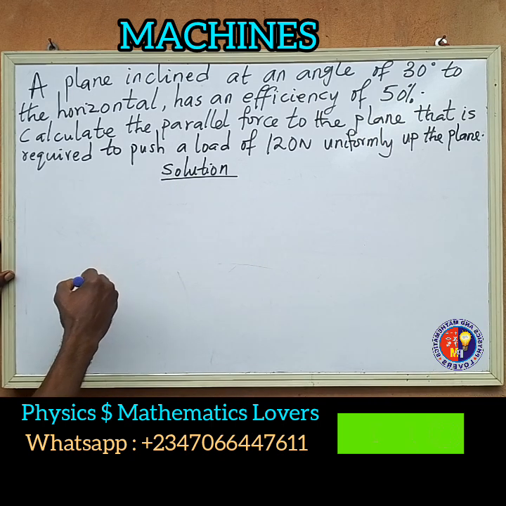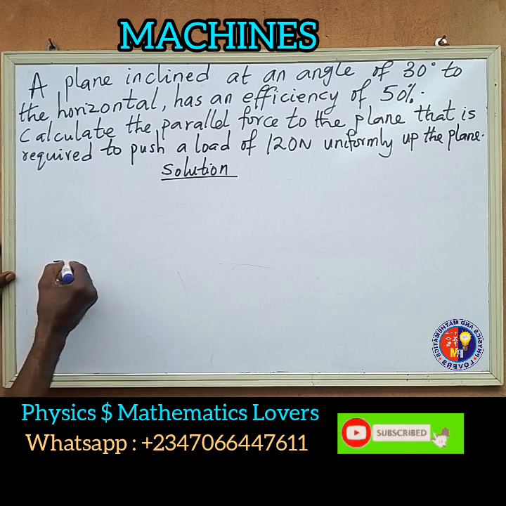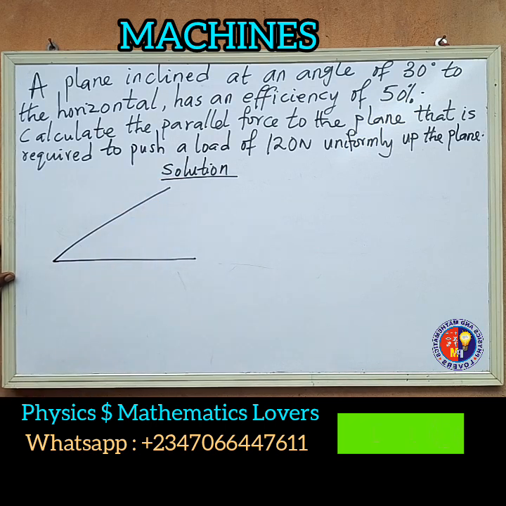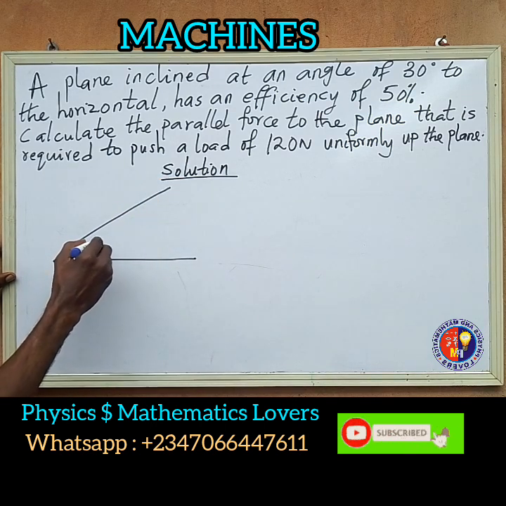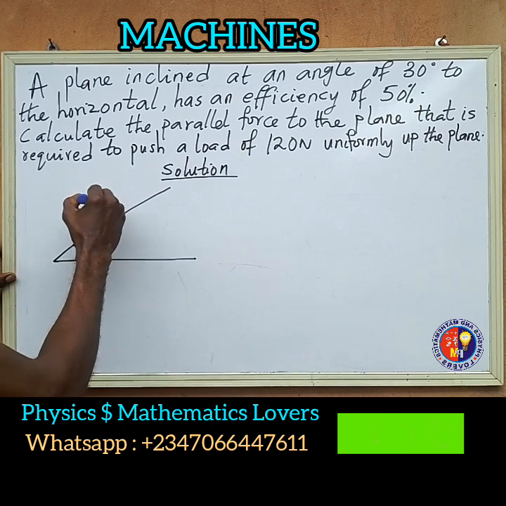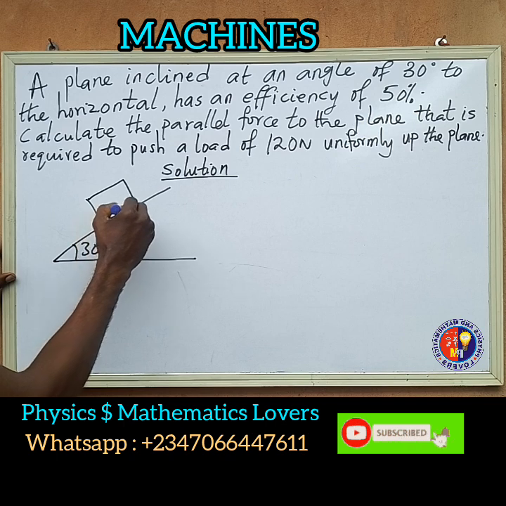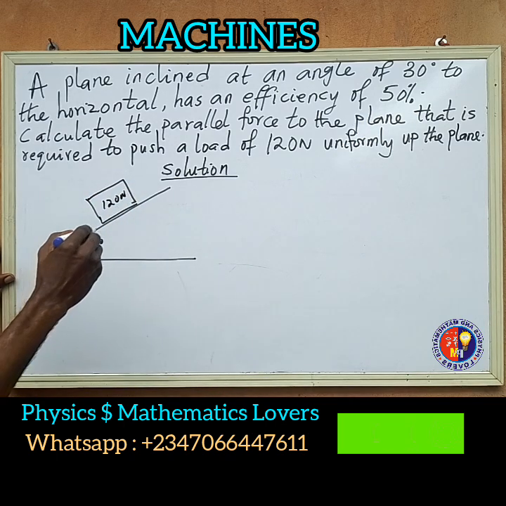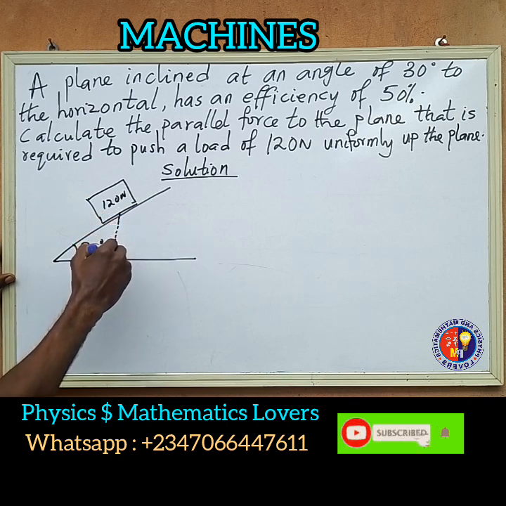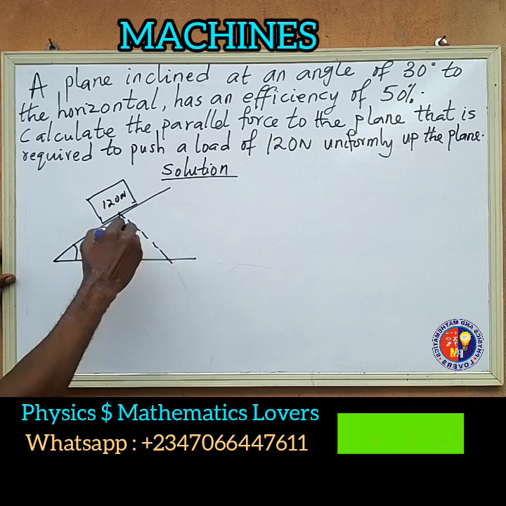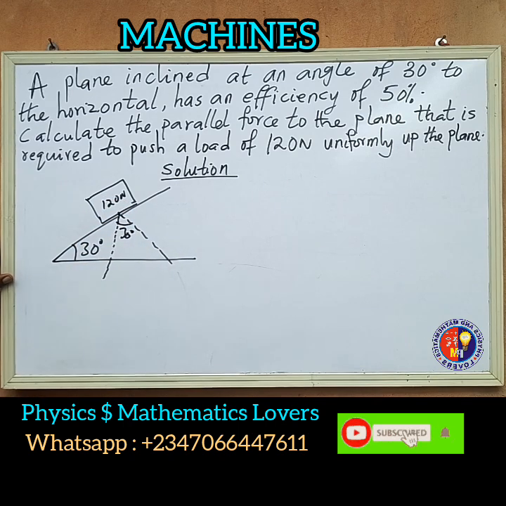We have that, this is a plane. So now it's inclined this way, and the plane is inclined at 30 degrees. So a load is pushed up, and we are told that this load is 120 Newton. So at this point, there is going to be an effect of this load on this plane. So here is also 30 degrees.